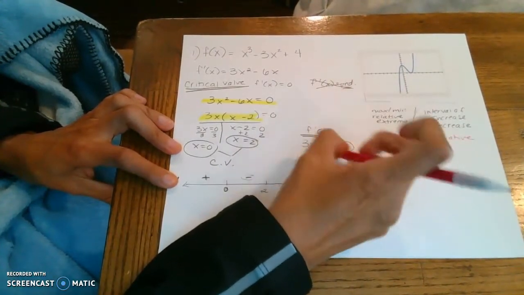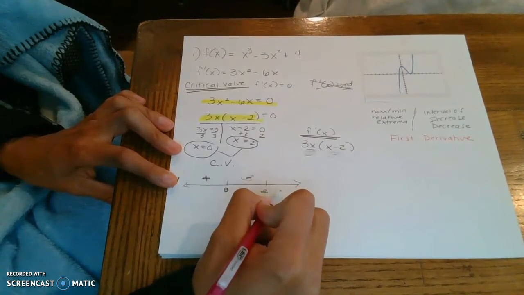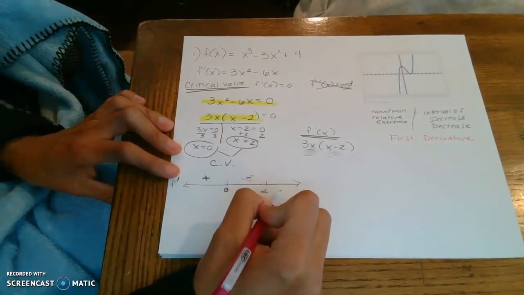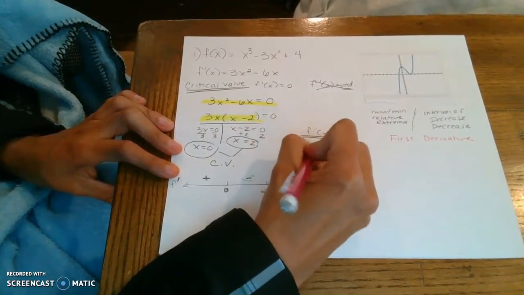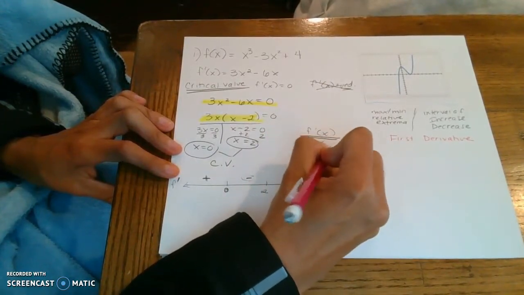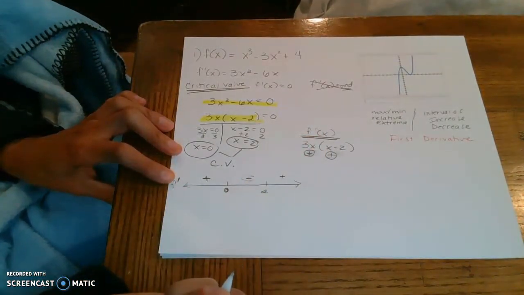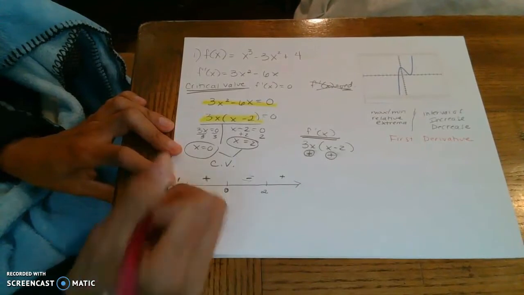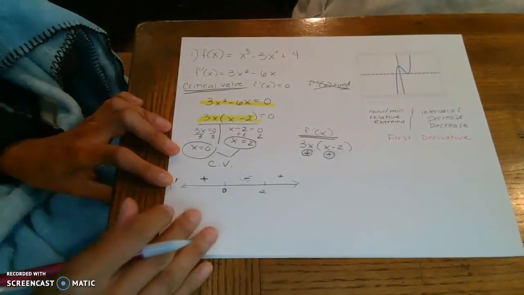Okay, and then the last one that I'm going to test is a number to the right. So I'll pick 3. You could pick 10. It doesn't matter. If I pick 3, 3 times 3 is a positive. 3 minus 2 is a positive. A positive times a positive is a positive. So I just created my number line test. This is going to tell me interval of increase, interval of decrease, and if I have any max or mins.